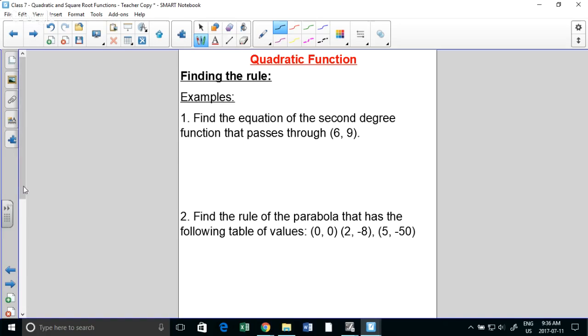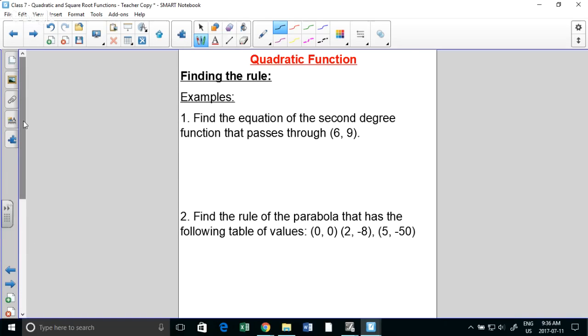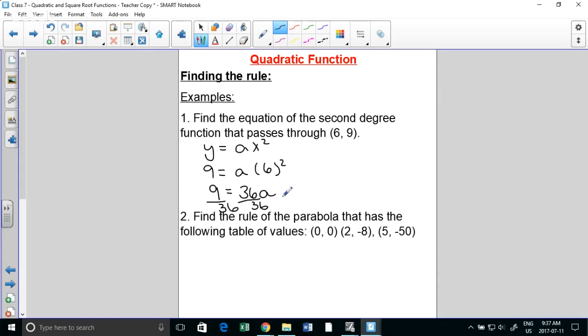For example, we'll do a quick one here. Find the equation of the second degree function that passes through 6, 9. So we have y equals ax squared. We have 9 as my y, 6 as my x. 9 equals a times 6 squared, which is 36. Nine divided by 36 is 1/4. So my parabola has a rule of 1/4 x squared.